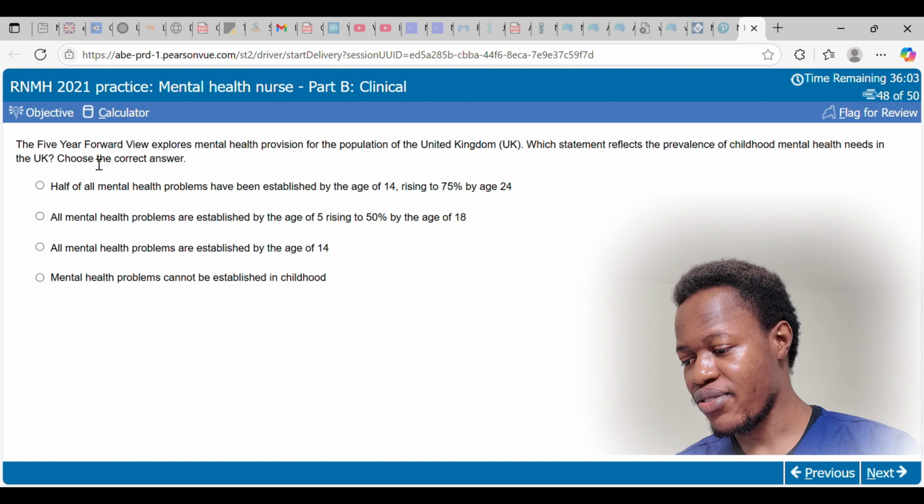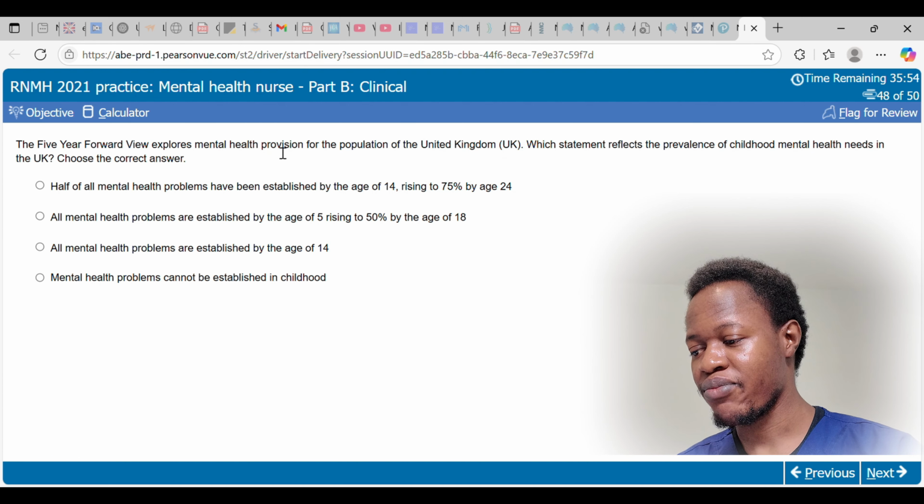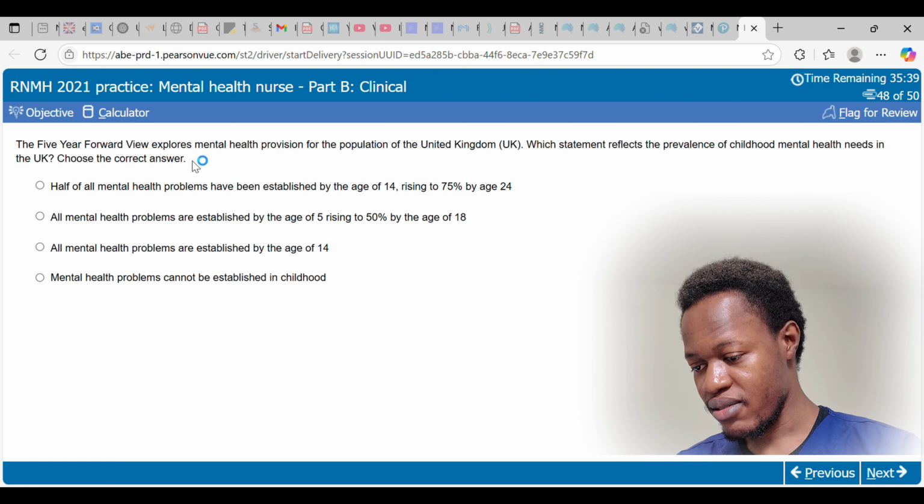The 5-year forward view explores mental health provision for the population of the United Kingdom. Which statement reflects the prevalence of childhood mental health needs in the UK? Choose the correct answer. Option A says half of all mental health problems have been established at the age of 14, rising to 75% by age 24.